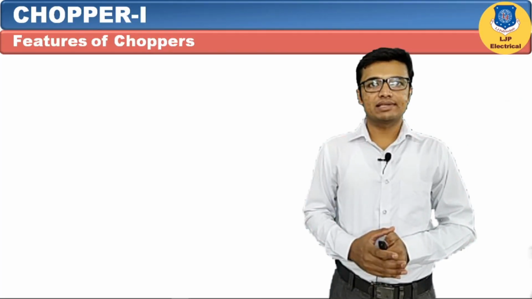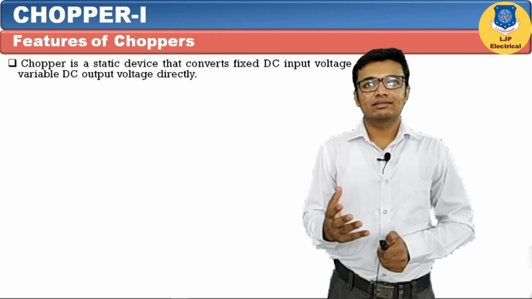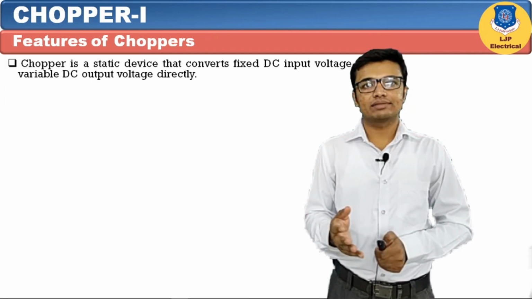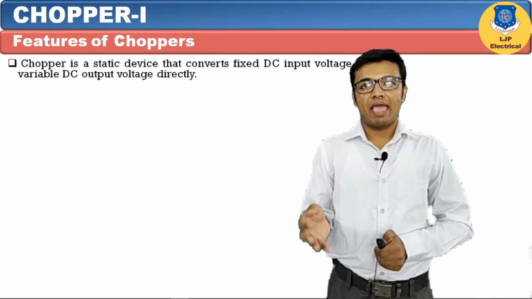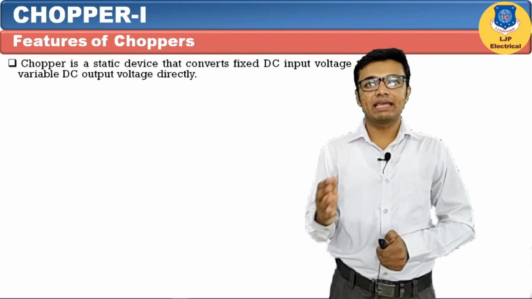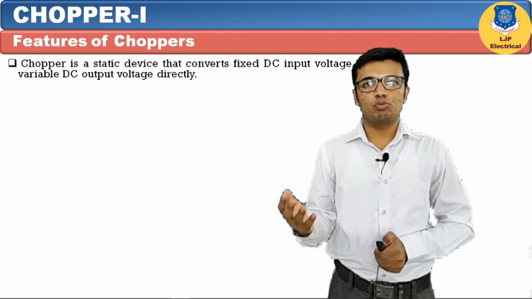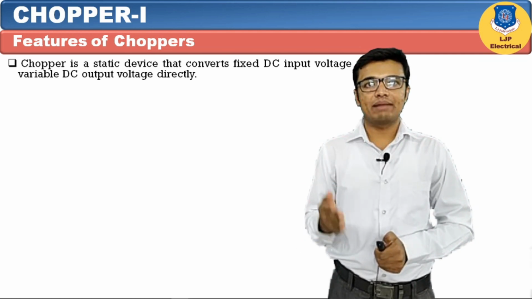Let's start with the features of chopper. So chopper is a static device that converts fixed DC input voltage into variable DC output voltage directly. It means we have to supply the fixed input voltage at the input and it will give us variable DC in the output. So it is a DC to DC converter which converts the fixed DC into variable DC.